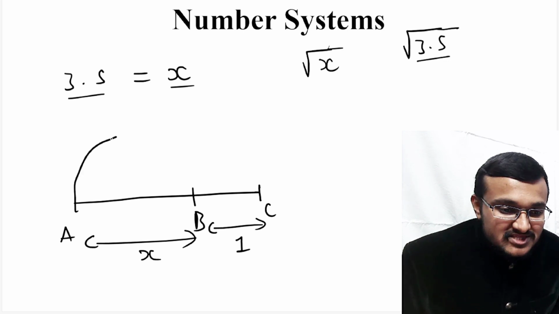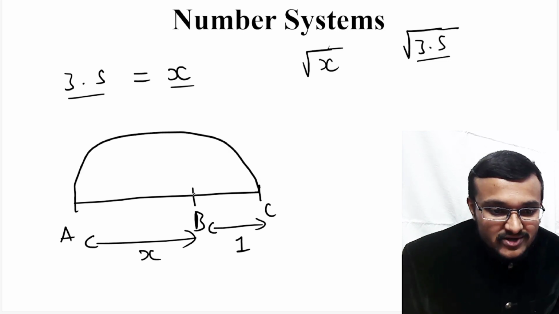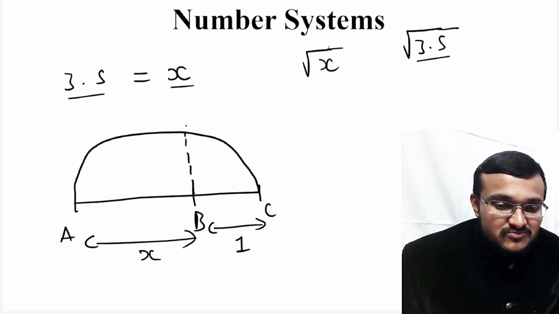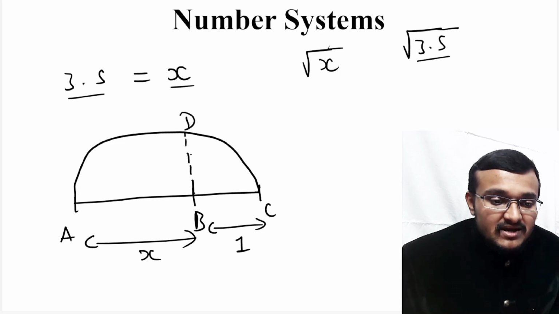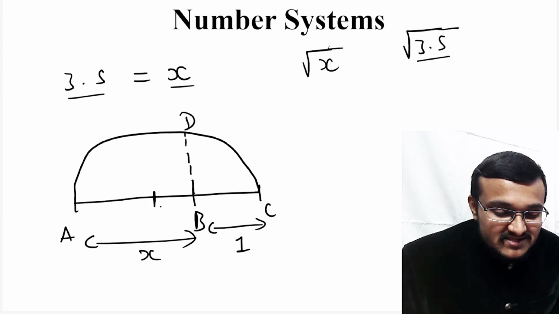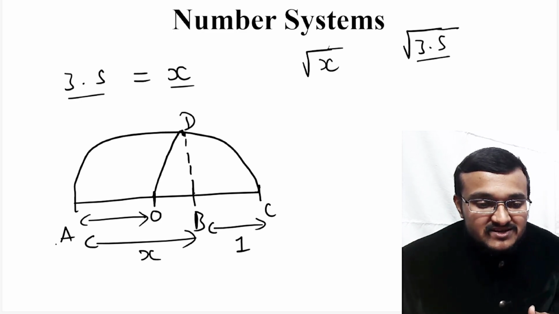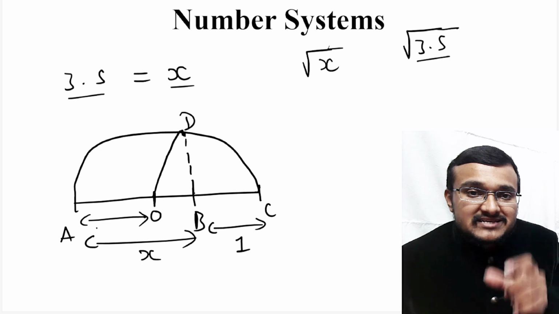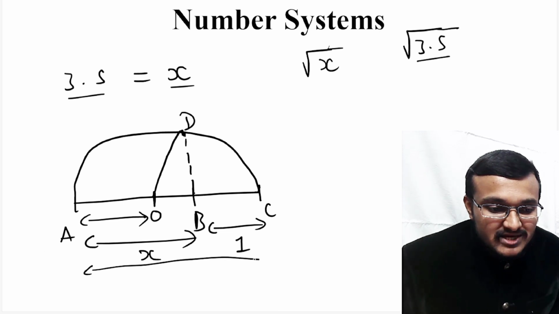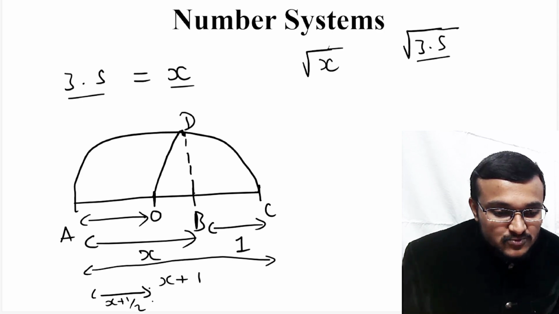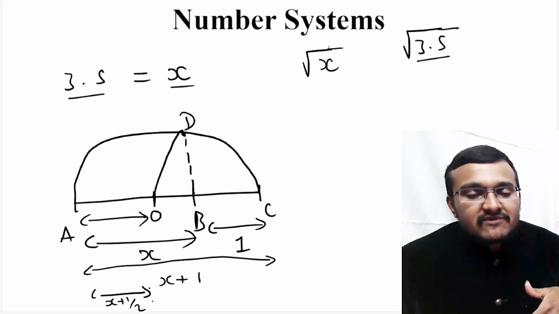And you can draw a semicircle between A and C, and you can draw a perpendicular line from B onto AC to intersect this particular semicircle at D. Now you can consider the center of this particular line as O, and you can connect this OD, radius of this semicircle, that is AO. So radius of the semicircle will be x plus 1 divided by 2, because the total length of this AC is x plus 1. So x plus 1 divided by 2 will be the radius of this circle. So I'm just generalizing whatever I have done till now.